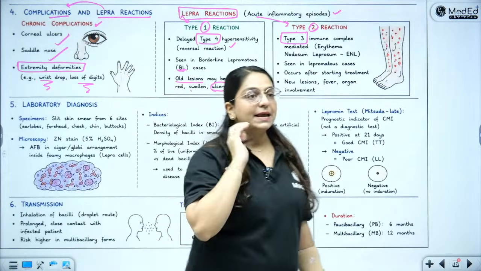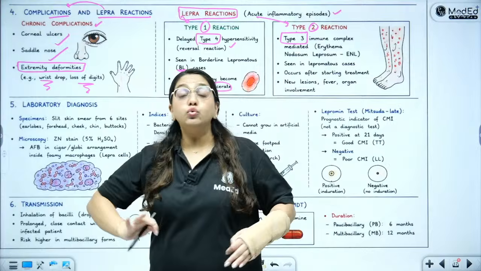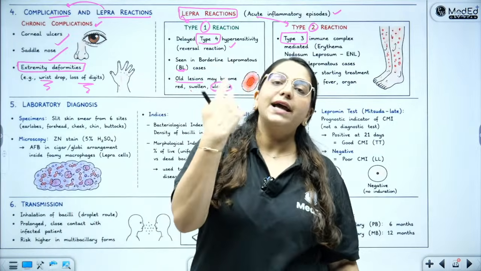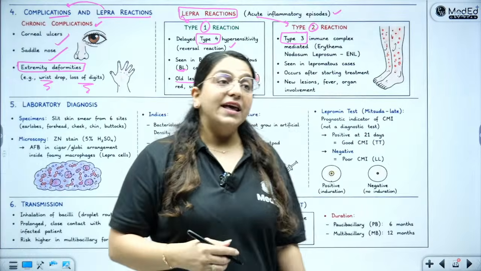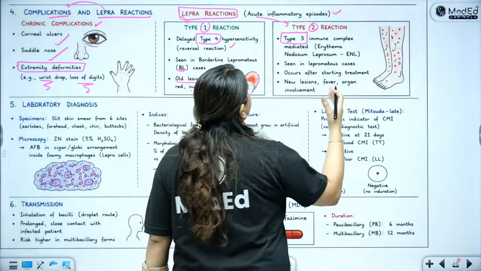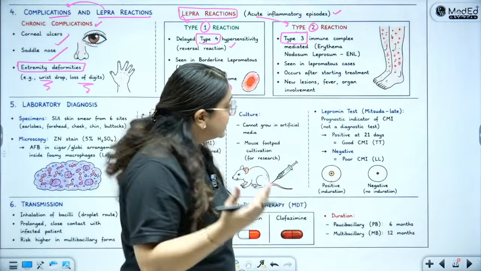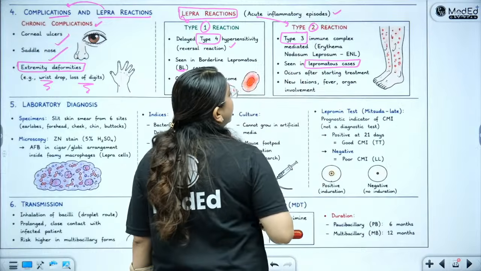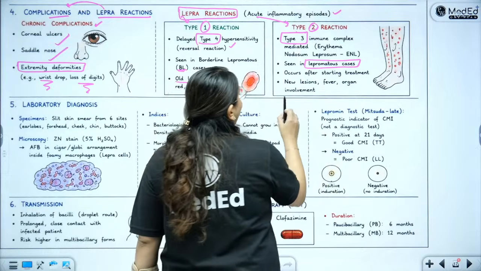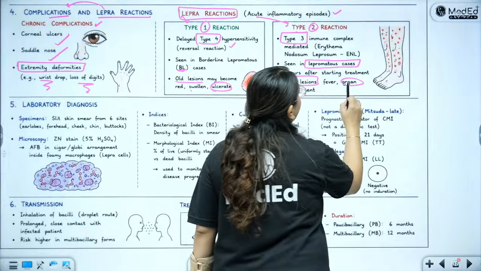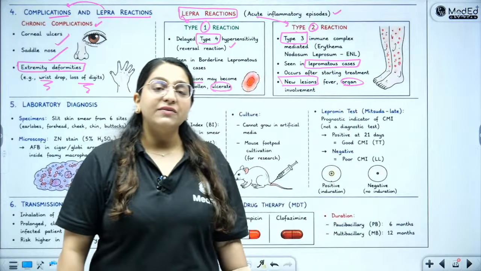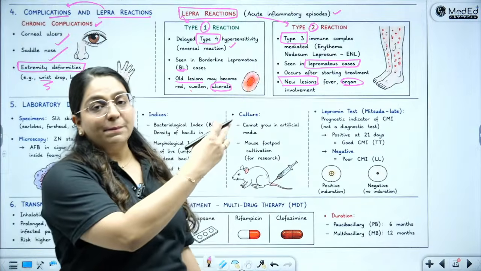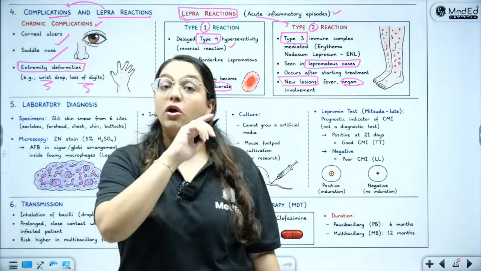So what happens in lepra reaction 1? There are no new lesions formed. The old lesion itself will ulcerate. It is a delayed type hypersensitivity response. Whereas in type 2 lepra reaction, which is type 3 hypersensitivity, you see it in lepromatous cases. It occurs after you start the treatment, and you see new lesions and new organs getting involved. Even if they ask erythema nodosum, that is a part of lepra reaction 2, not 3.